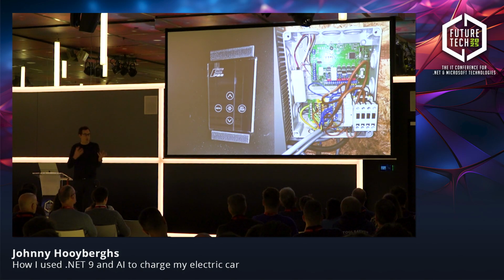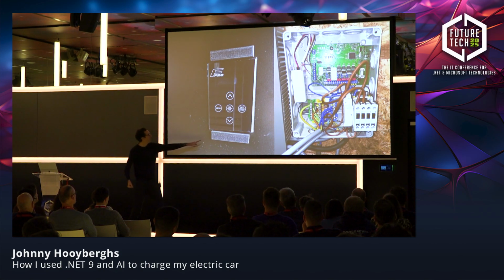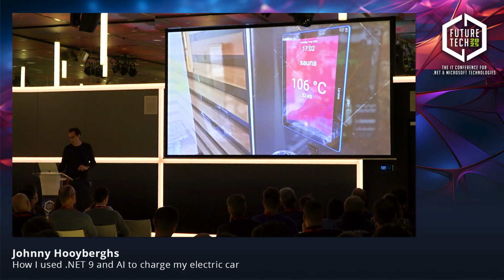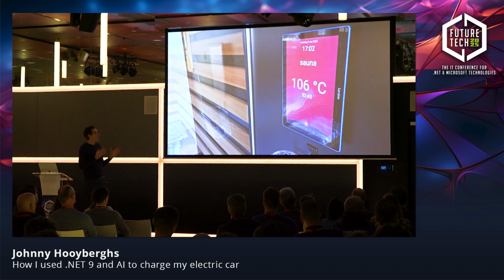So I introduced a Raspberry Pi into this system. I just disconnected those wires, connected them to my Raspberry Pi, and wrote a couple of .NET applications to basically do that for me. And that is why there's a little sticker on the top and on the bottom here. I just took an Android tablet, put a MAUI application on that, pasted it on top of the original display, and now I have a modern sauna.